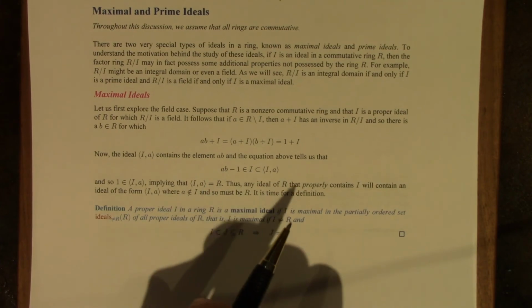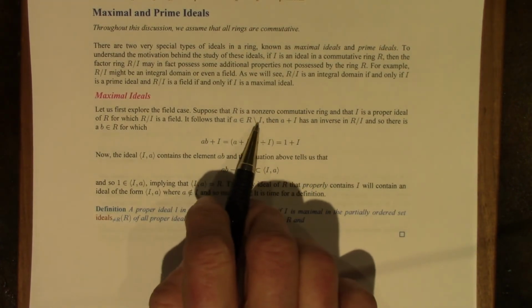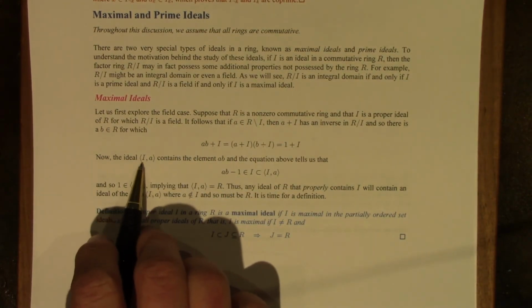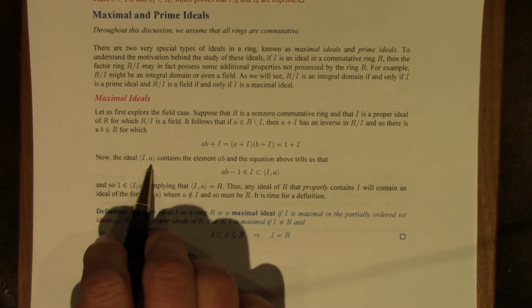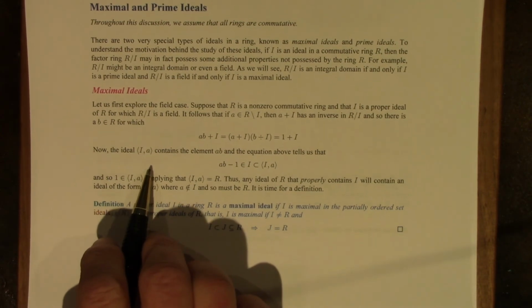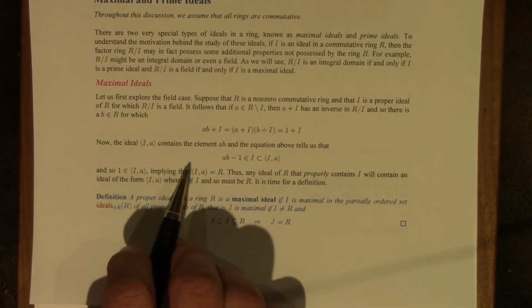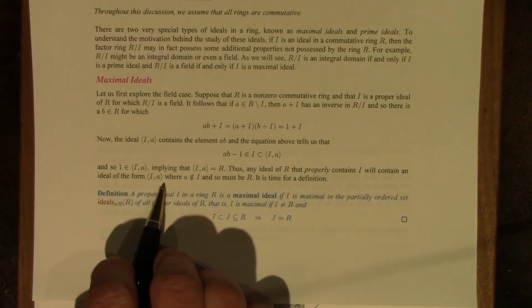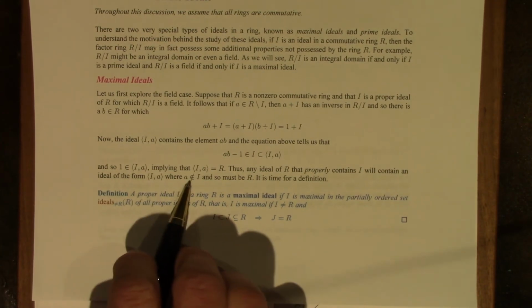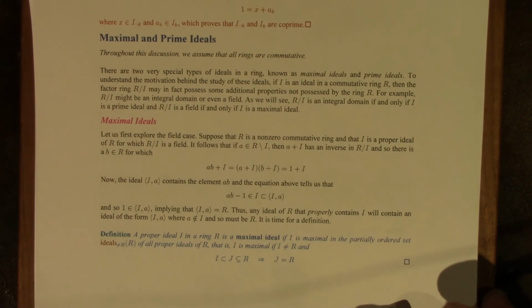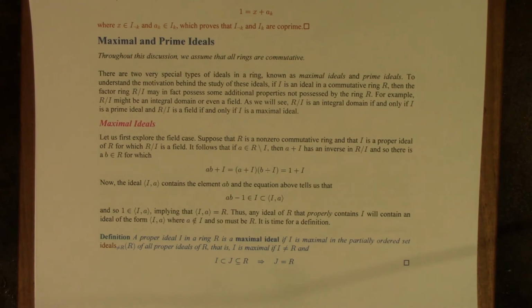So what have we shown? If we take any element A that's not in the ideal, and we look at the ideal generated by I and that element, we get the whole ring. That tells us that any ideal of R that properly contains I will, because it must contain an ideal of this form, be R. Okay. Any ideal that properly contains I must be the whole ring. So the only ideal that properly contains I is the ring itself.